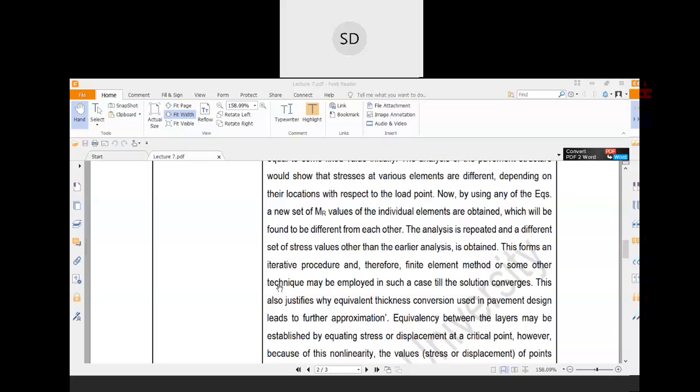Regarding the finite element method, I think you are not familiar with this method. Basically, the finite element method is an advanced method. In that case, we analyze a particle by analyzing the microstructure or micro portions of that element.